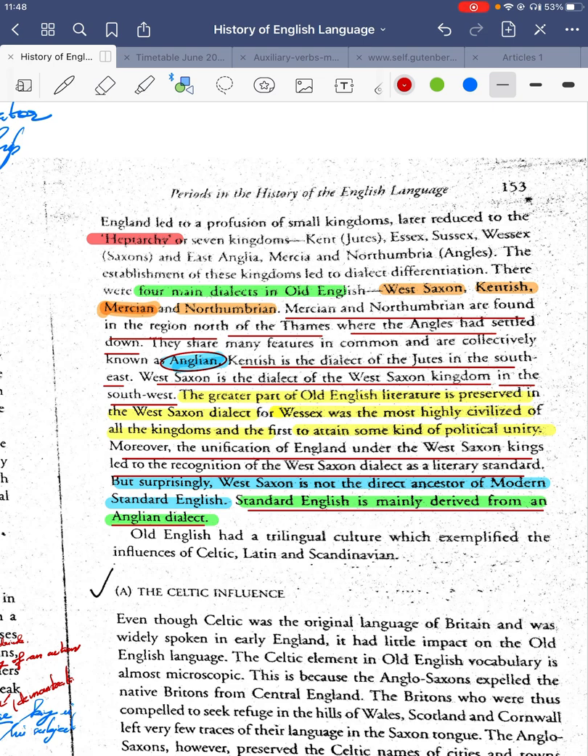But surprisingly, West Saxon is not the direct ancestor of the modern standard. Even though we say all this, the ancestor of Modern English is not the West Saxon dialect. Standard English is mainly derived from an Anglian dialect, where the Mercian and Northumbrian were being used. Old English had a trilingual culture which exemplified the influence of Celtic, Latin and Scandinavian.